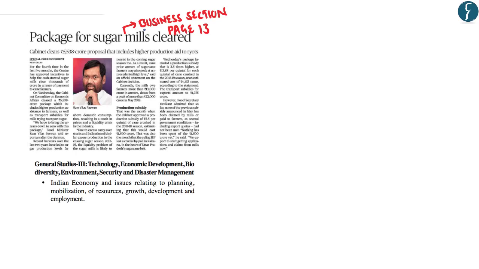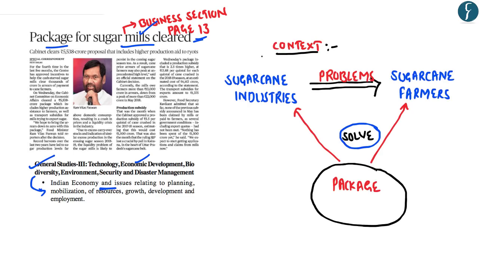This particular article has been taken from the business section of page number 13. The title of the article is Package for Sugar Mills Cleared. This article shall be important from the perspective of GS Paper 3 Indian Economy under the subsection Indian Economy and Various Issues. Let us understand the context of this article.